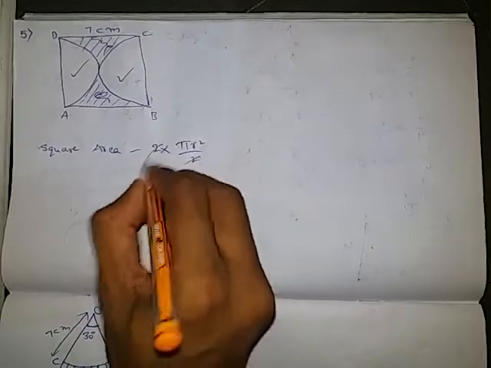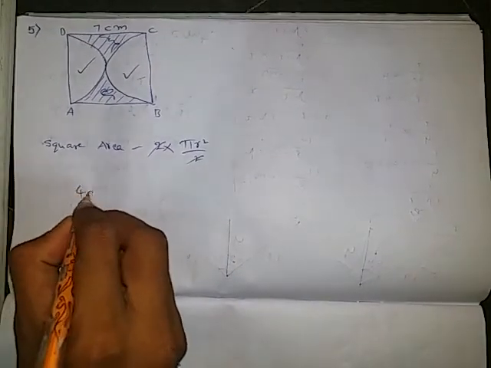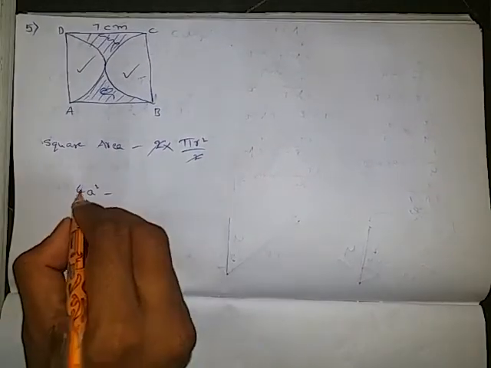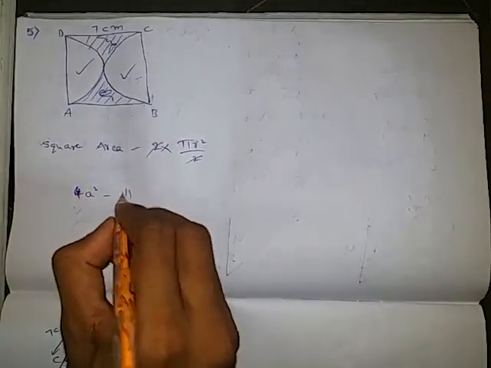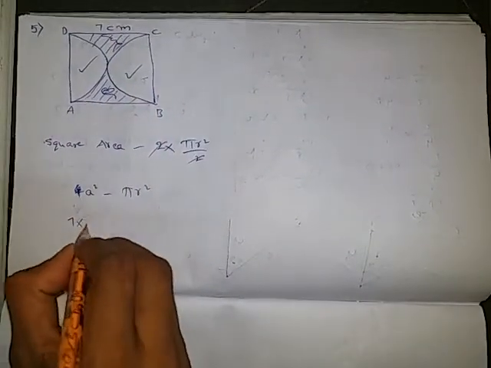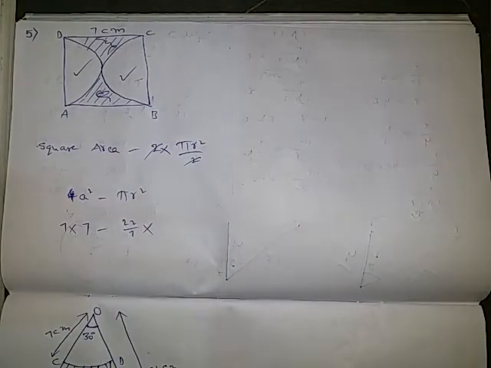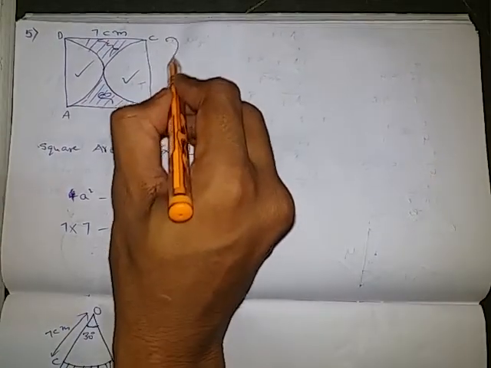So here 2 will get cancelled. Square area a square minus pi r square. a is given as 7, so 7 into 7 minus pi value 22 by 7 into, then what about the radius? For a square every side is the same, so if here it is 7, here also 7.